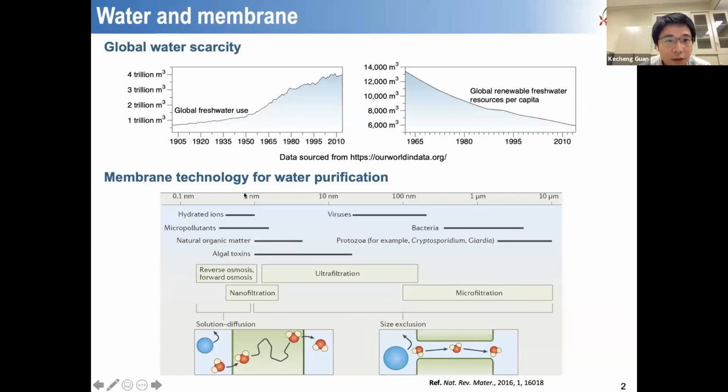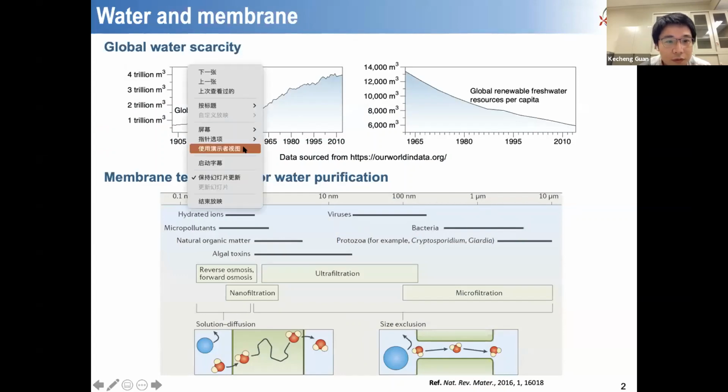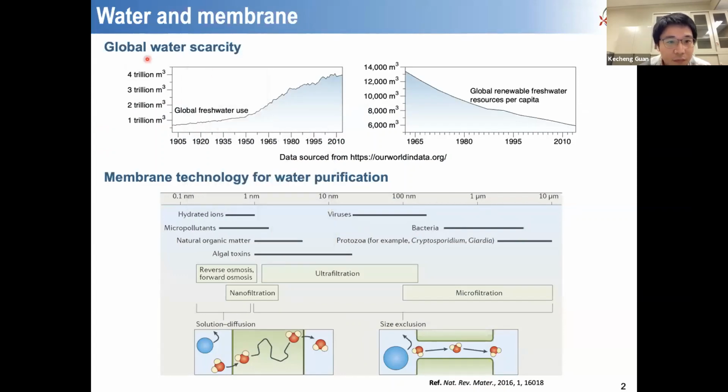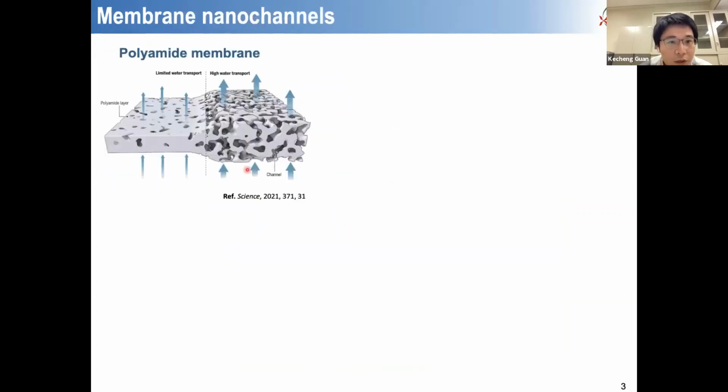And we all know that the world is facing water scarcity, especially in recent years, and membrane technology provides a great solution to alleviate this issue. For membrane technology, different membrane processes can be used for the separation of different types of pollutants. Here we focused on the separation of ions.